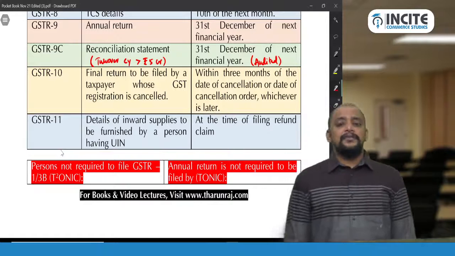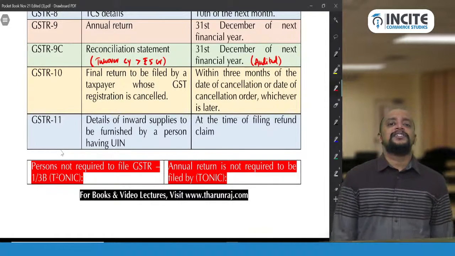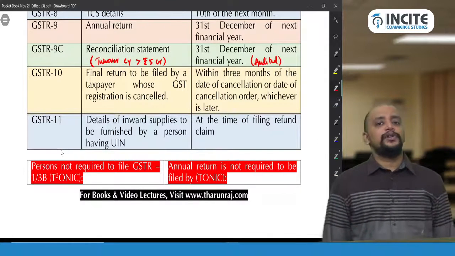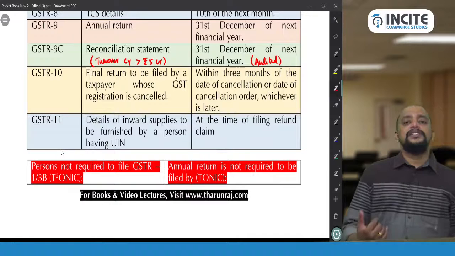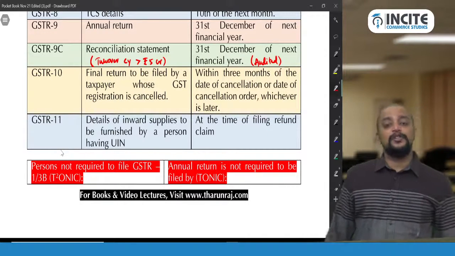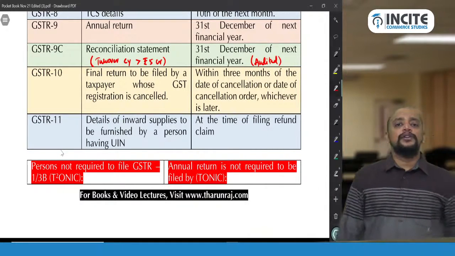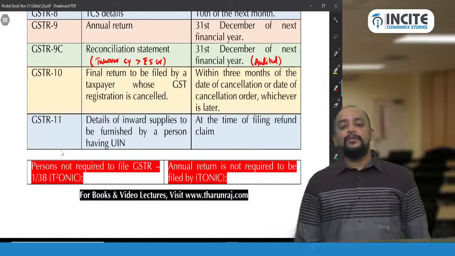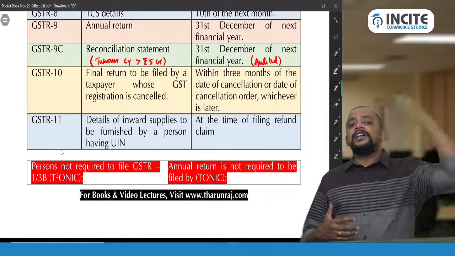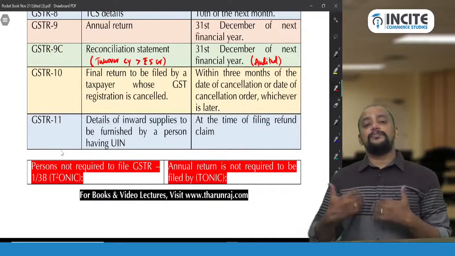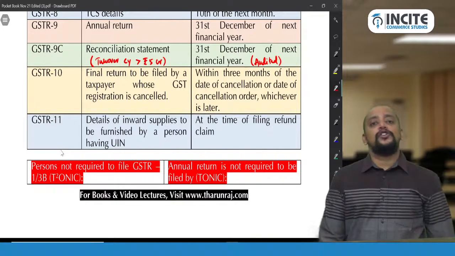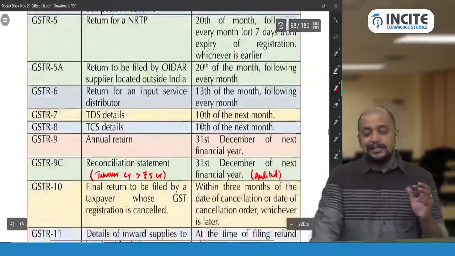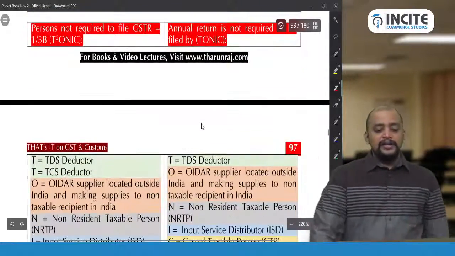Then GSTR 11 is a return that will be filed relating to inward supplies of a person who is claiming refund. A UIN holder, a unique identification number holder, will be claiming refund of the GST paid with respect to their inward supplies because their outward supplies are exempted. Who is a UIN holder? UN agency or embassies or consulates will be coming under UIN holder, and on their inward supply GST paid they can get as a refund. For that purpose they will be filing a return as to what are all their inward supplies, that is GSTR 11. So these are the various returns that we have.